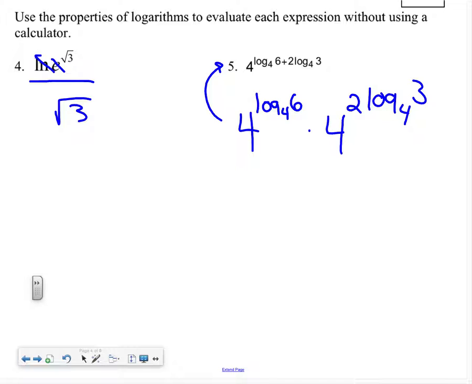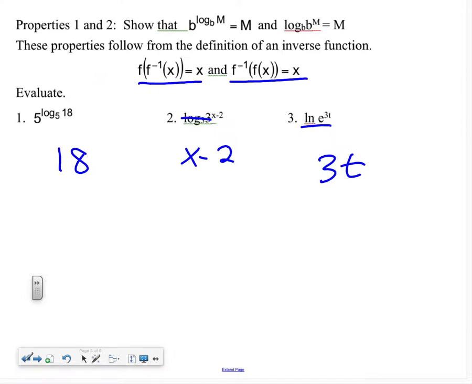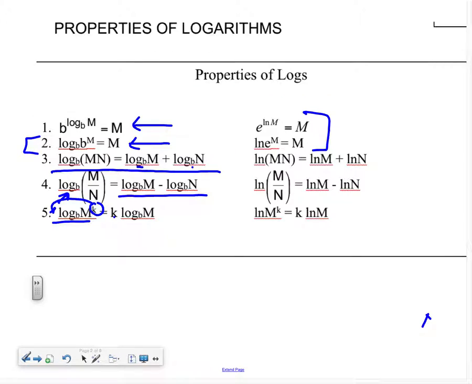All right, this one's easy. What's 4 to the log base 4 of 6? 6. That's easy, right? Now, this guy, you have a problem. You have a 2 in the way, so the 4 is not directly next to the log, so you can't just say it's 3 or 6 or whatever. You have to figure out how to get rid of the 2. This comes down to a log rule. So we're going to go back to the rules. Is there a way I can get rid of a number out front of a log?